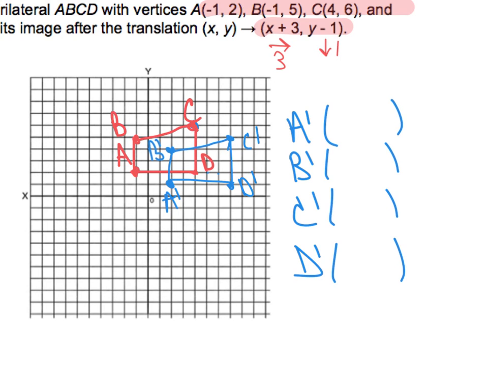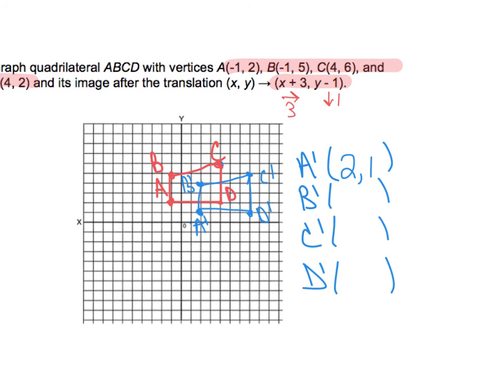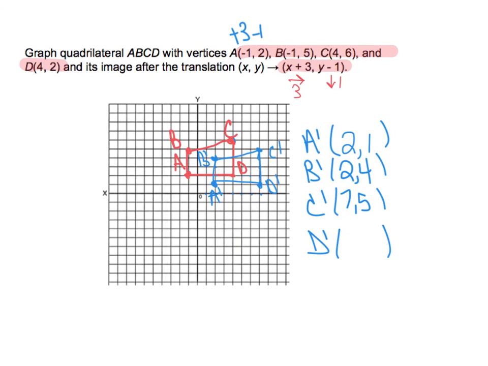A prime is going to be at 2, 1. And if you notice, if you add 3 and subtract 1, you'd get 2, 1. So you can also think about it that way. Point B is going to be at 1, 2, 1, 2, 3, 4. So it's at 2, 4. C prime is at 1, 2, 3, 4, 5, 6, 7. 1, 2, 3, 4, 5. That's 7, 5. And D prime is at 1, 2, 3, 4, 5, 6, 7, up 1.